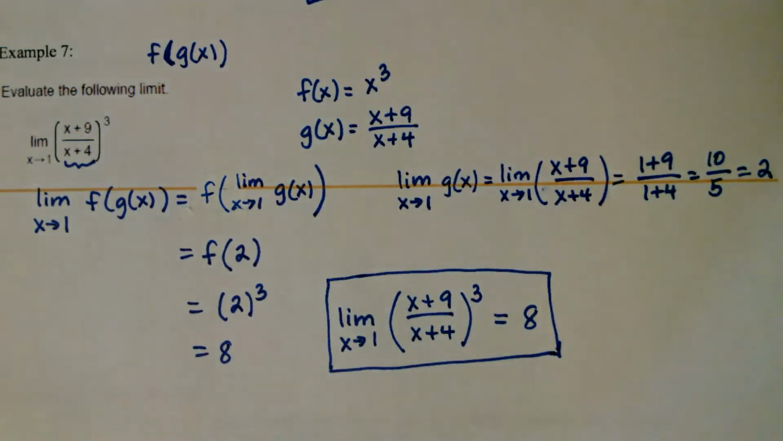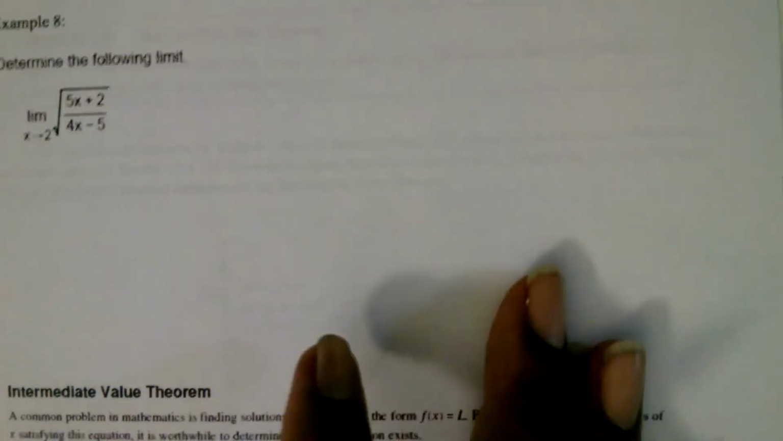Okay. And here's one more example of this using composite functions. Let's say I want to determine the limit as x approaches 2 of the square root of 5x plus 2 divided by 4x minus 5.